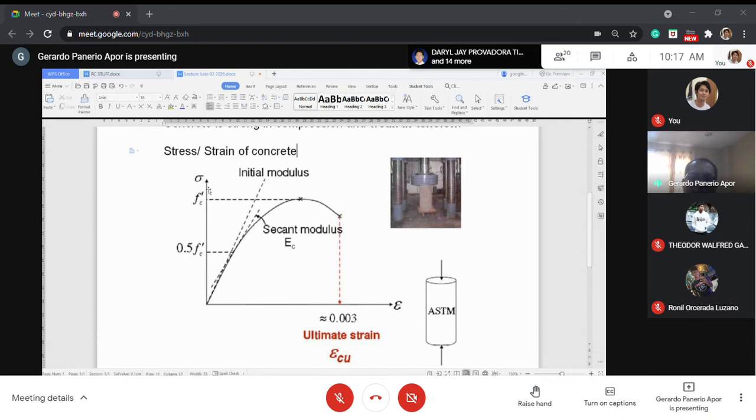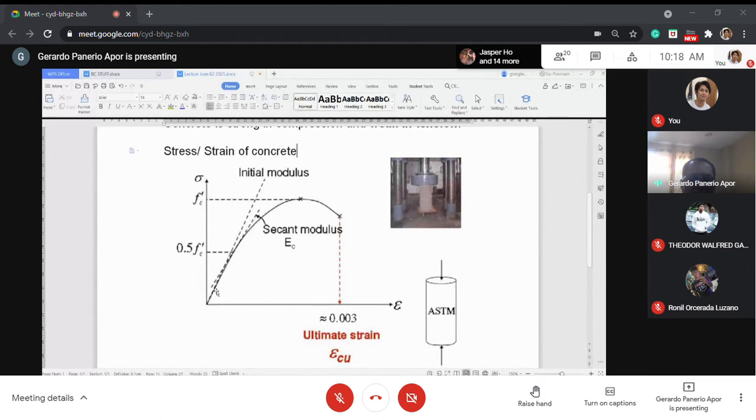So this plot is a two-dimensional plot. The vertical axis is the stress, meaning the force per unit area of the cylinder sample, while the abscissa is the strain. As you apply the load, the length also shortens. There's a micro shortening, in terms of micrometers. So that's why the plot moves in this way.